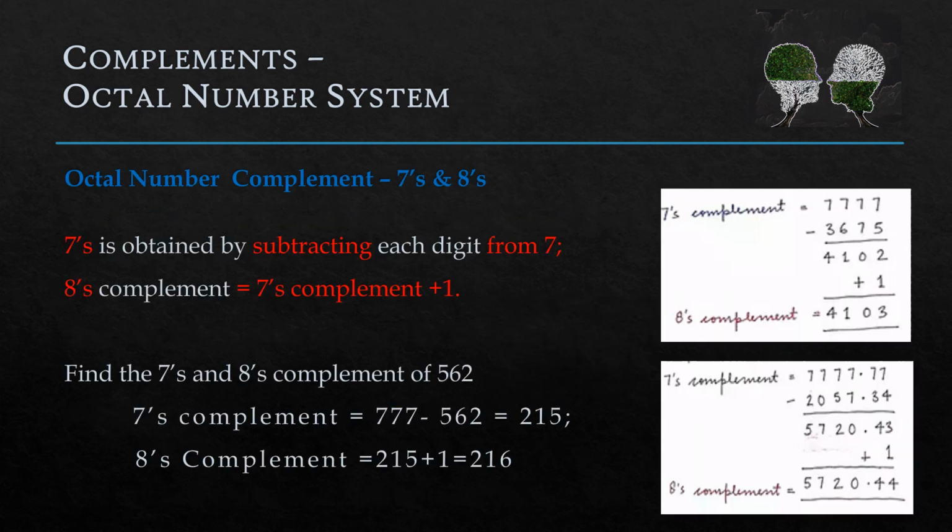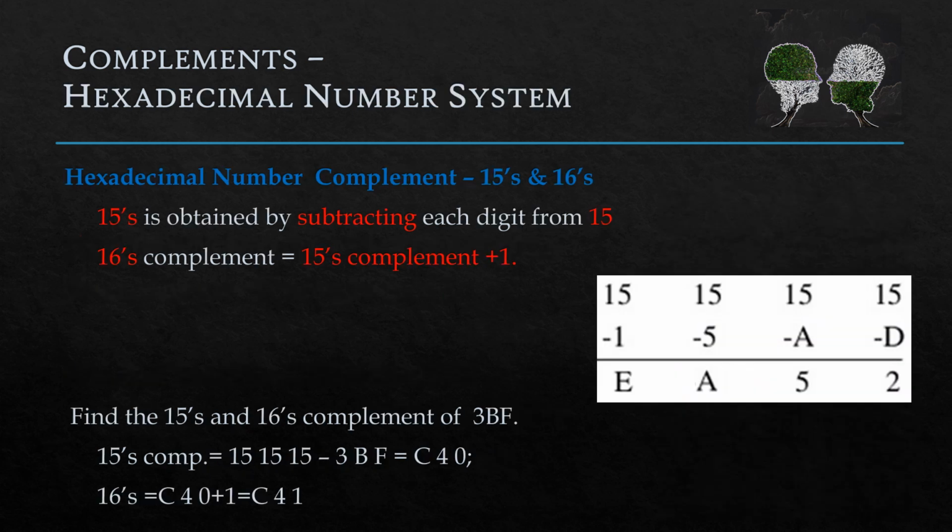And in octal number system, the two complements are 7's and 8's complement. Here also the same method, the 7's complement can be obtained by subtracting each digit from 7, and by adding 1 to its LSB, we will be getting the 8's complement. To find out the 7's complement of the number 3675, subtract each digit from the 7. So the 7's complement of the number 562 is 215 and its 8's complement is 216.